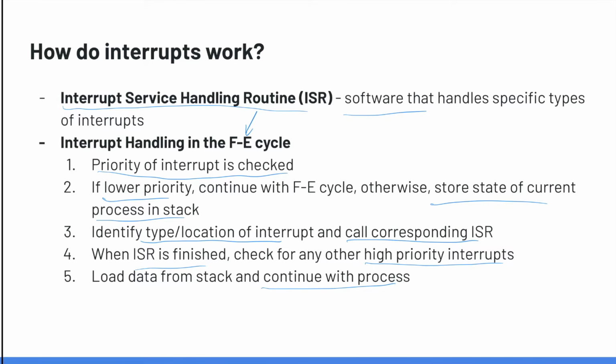So basically, detecting the interrupt, we are dealing with the processor. So we're either finishing our fetch execute cycle or storing the information for the current process, identifying the location or type of the interrupt, calling the appropriate interrupt service routine, dealing with the interrupt, checking for any other high priority interrupts, and then going on with our day. So loading data from the stack and continuing with the process, or just continuing with our current program.